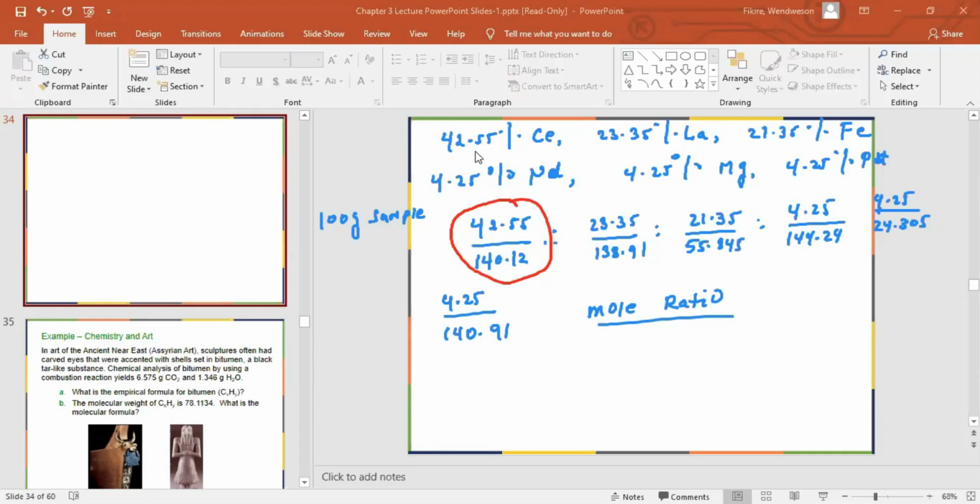Okay, for the first one, go ahead, Anthony. 0.3037. Okay, the second one. 0.1681. For the third one. 0.3823. Okay, for the fourth one. 0.0295.